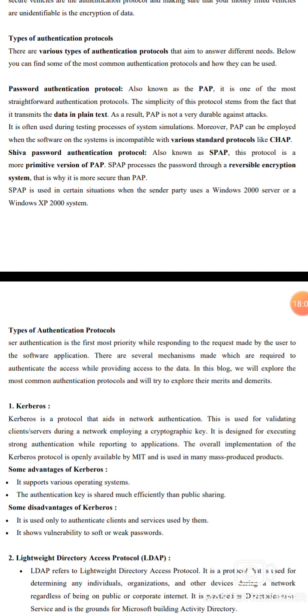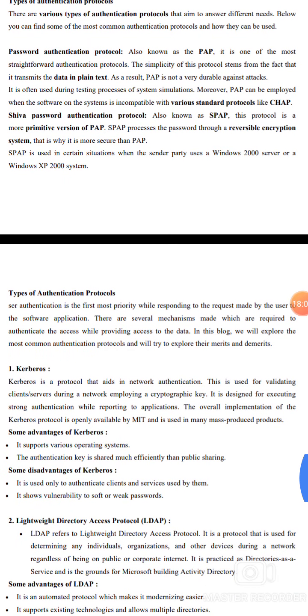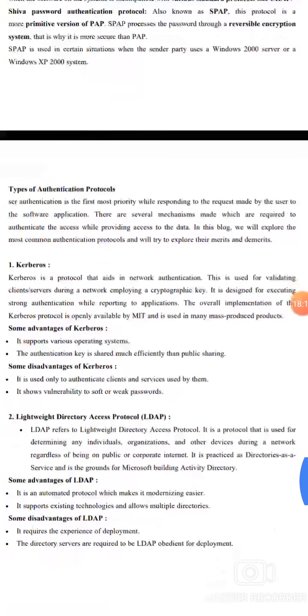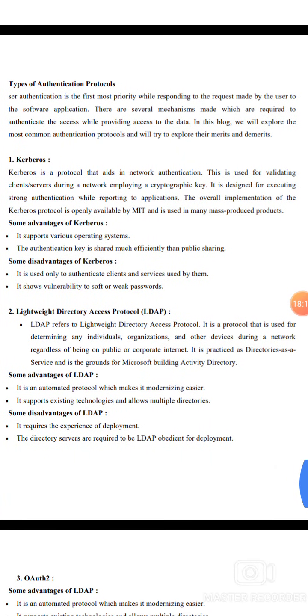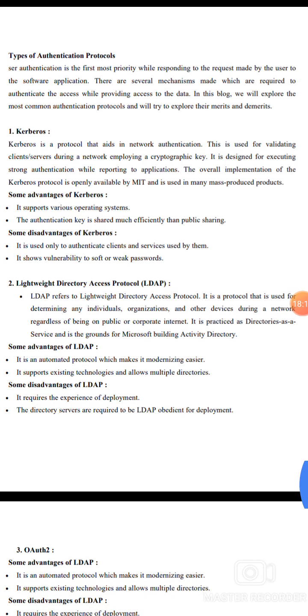It is also known as SPAP. This protocol is more primitive than PAP. The next type of authentication protocol is Kerberos. Kerberos is a protocol for network authentication. It is used for validating clients and servers on the network, employing cryptographic keys. It is designed for executing strong authentication while reporting to the application.